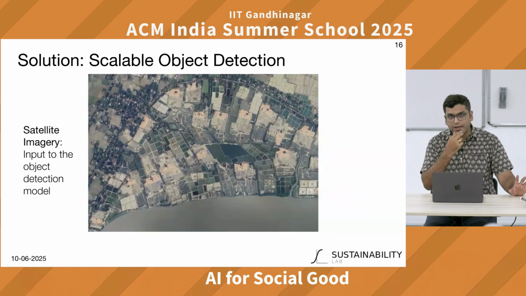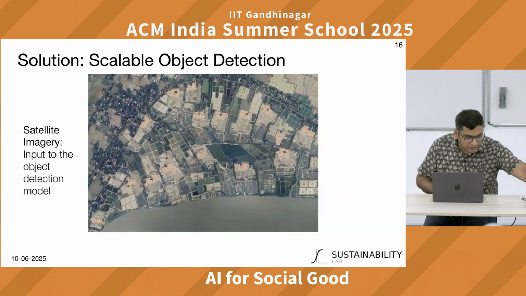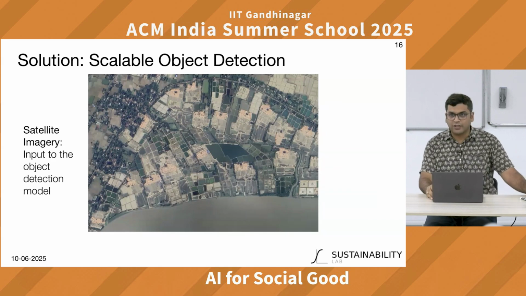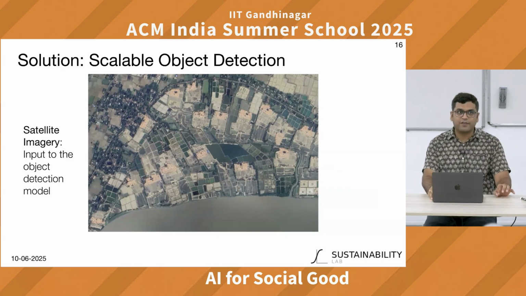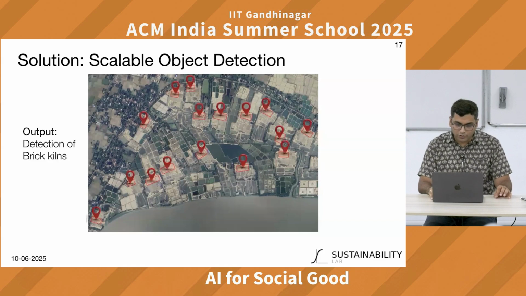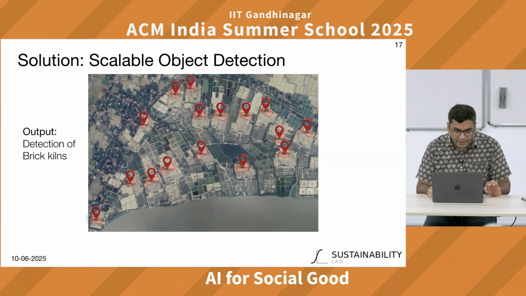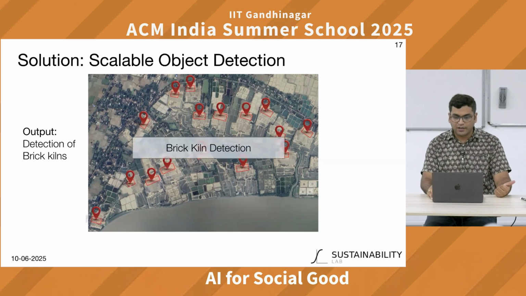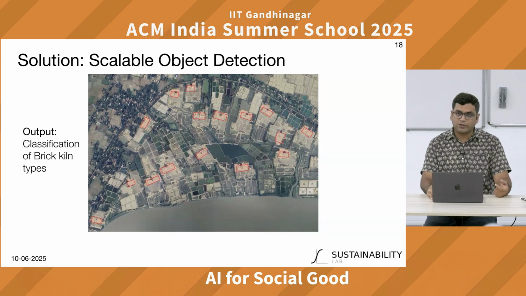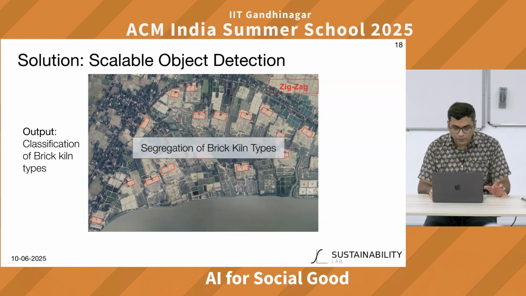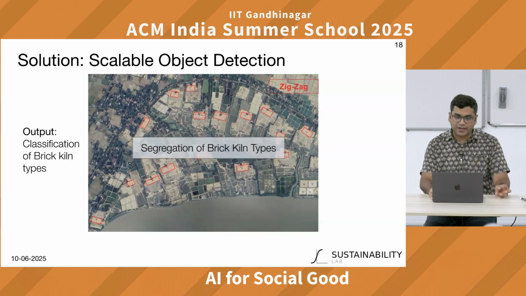So then what we planned to do was scalable object detection using satellite imagery. Like Google Earth, we will still be using satellite imagery, but we want to scale that up. So this is how the output would look. First, it would be detection. Second, we would also do the classification of the type. We've looked at 3 types: circular, oval or fixed chimney, and then zigzag or rectangular kilns. The last one is the most efficient one. So we want to do this classification.